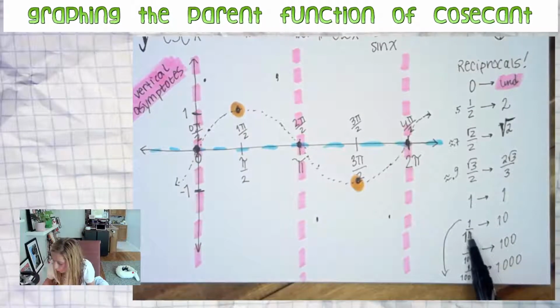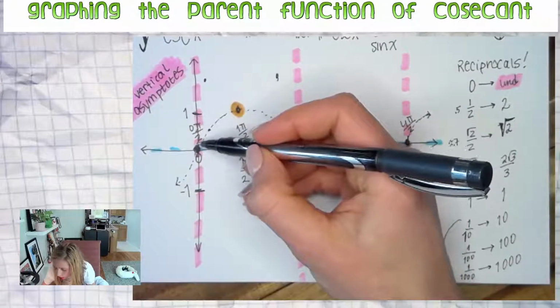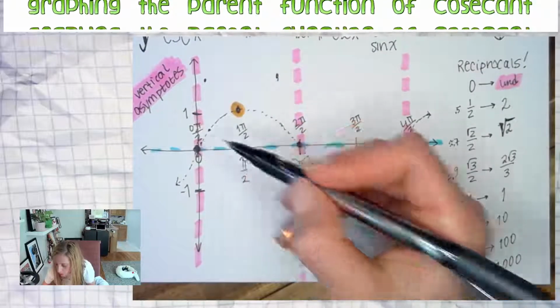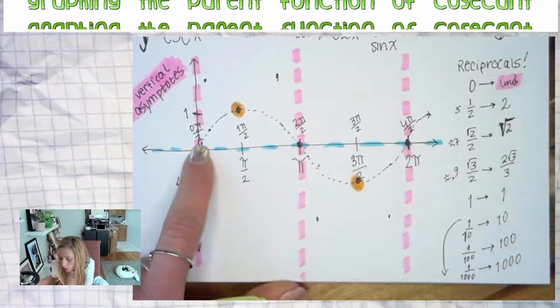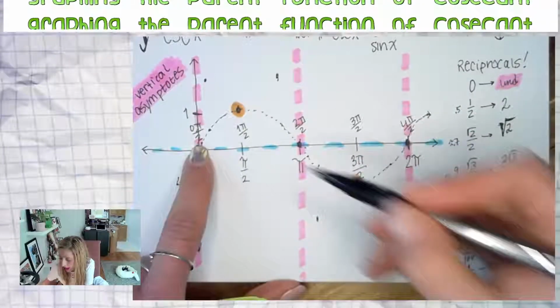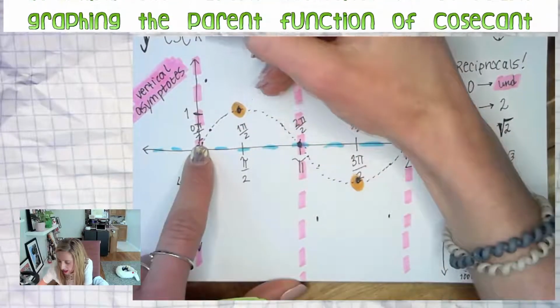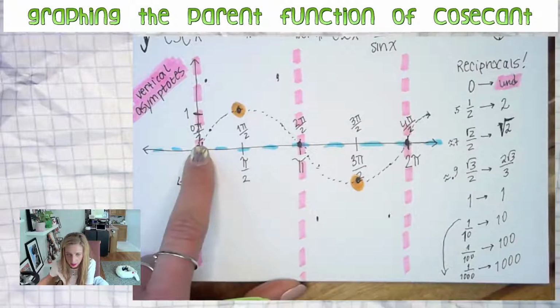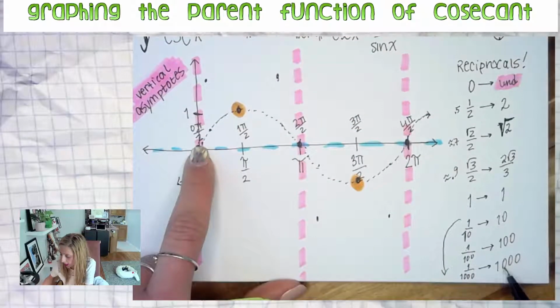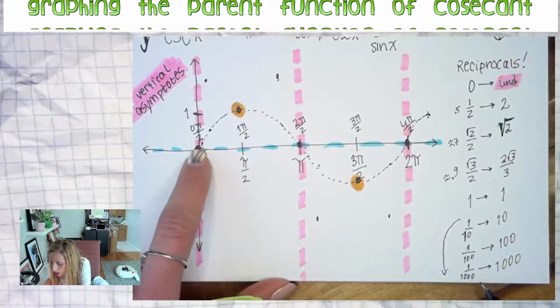Now let's think about 1/10. 1/10 is pretty close to 0. So maybe it's right over there. The reciprocal of 1/10 though is 10. So that means for cosecant, it's really high. It's not even going to fit on my paper. And it keeps getting higher and higher as I get closer and closer and closer.